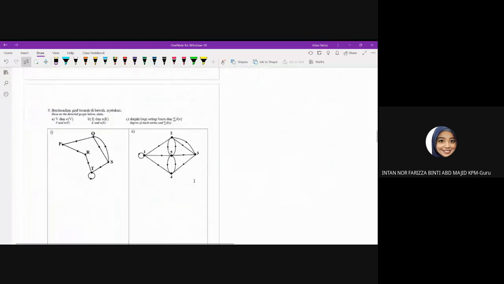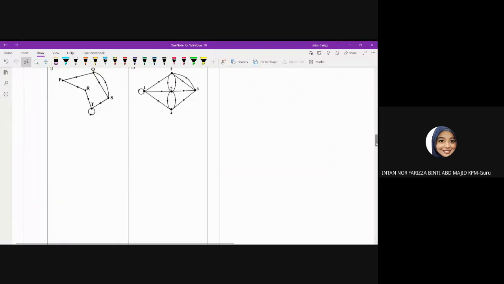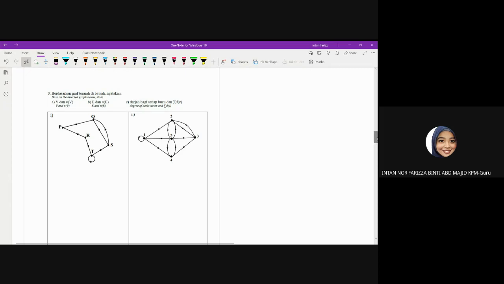Okay, let's look at the next one, question number 3. So question number 3, if you look at the instruction, based on the directed graph below. So directed graph means you have arrows. Okay, it is not a simple graph. Why is it not a simple graph? Because you have loops and you have multiple edges. So for the first 2 questions, it is the same thing.